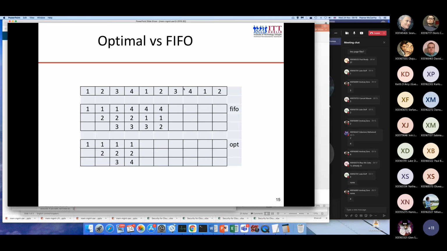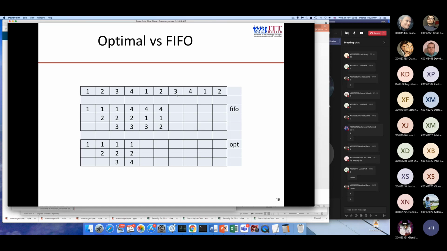Now, here's 1. I'm bringing in 3, and I've got 1, 2, and 4. So I'm going to have to get rid of something here. So which one will I get rid of: 1, 2, 4? Remember, I'm actually here. Sometimes people write these and they put in the 1, 2, 4 here again, which is fine. You can do that as well. So which one will I get rid of?